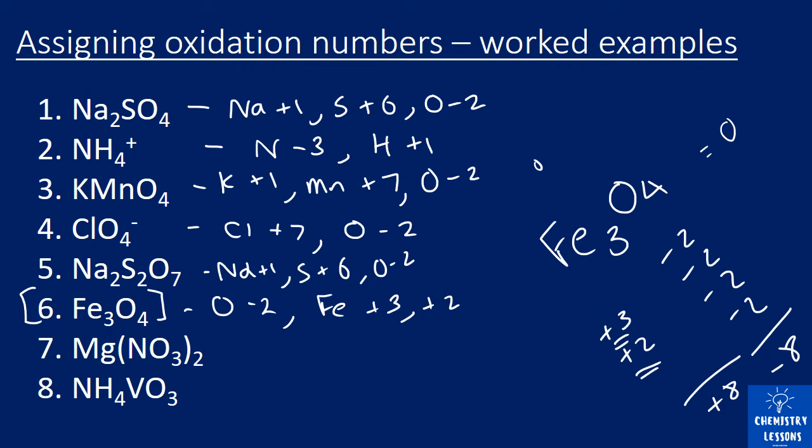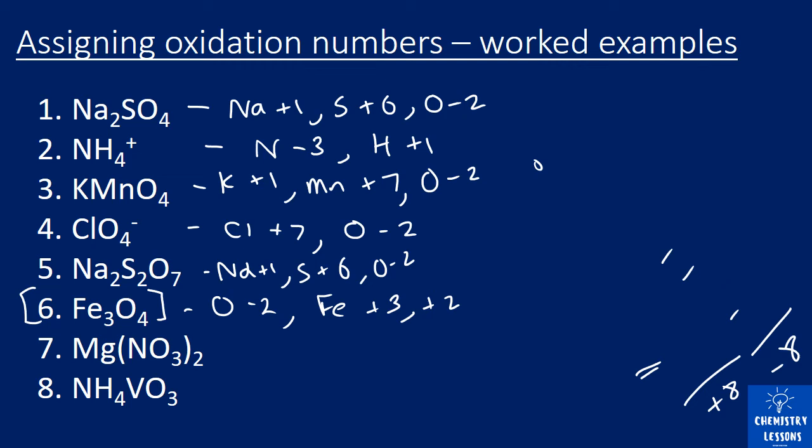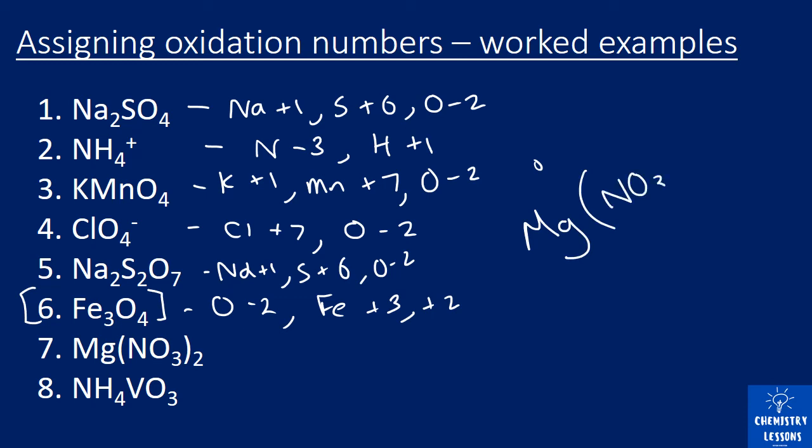Right, next. I need to get a better rubber, don't I? Next, Mg(NO3)2. Oh, this is good. Brackets and all sorts going on here. Gonna have to be careful. Well, magnesium's group 2, so it's always +2, so that was a bit of an anticlimax.